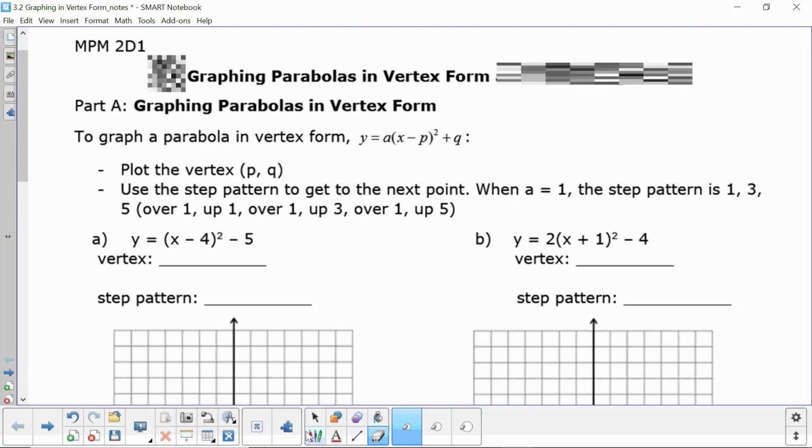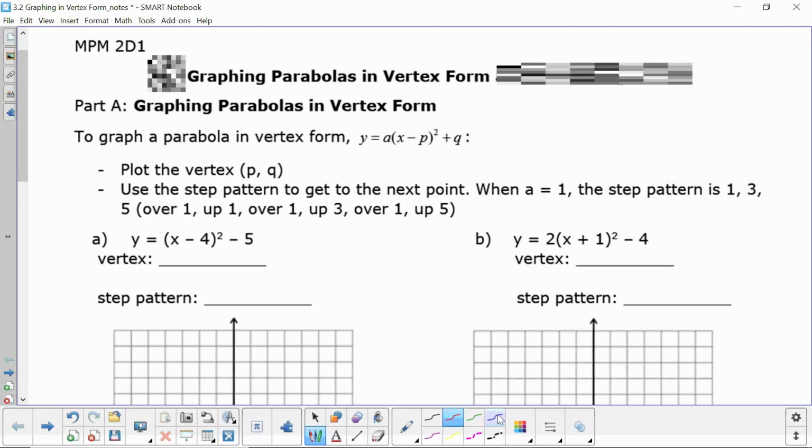Today we are going to learn how to graph a parabola when the quadratic function is in vertex form. What is vertex form? It's an equation in this form: y equals a bracket x minus p bracket squared plus q. The reason we call this vertex form is because (p, q) is the vertex. P is the x coordinate of the vertex, q is the y coordinate of the vertex.